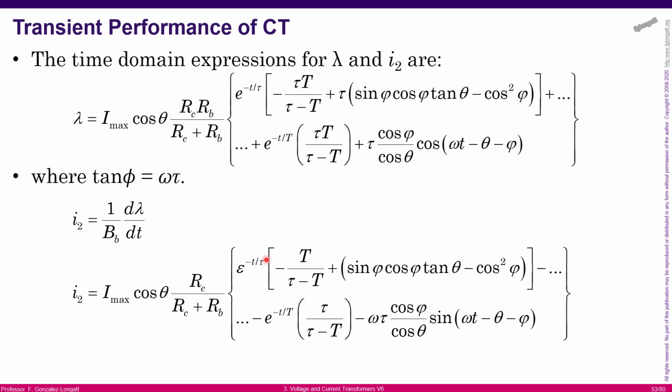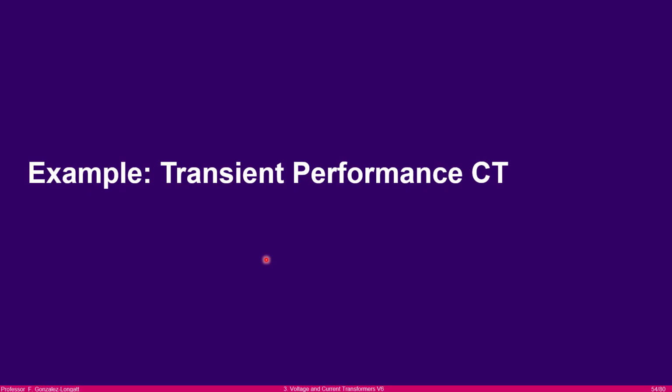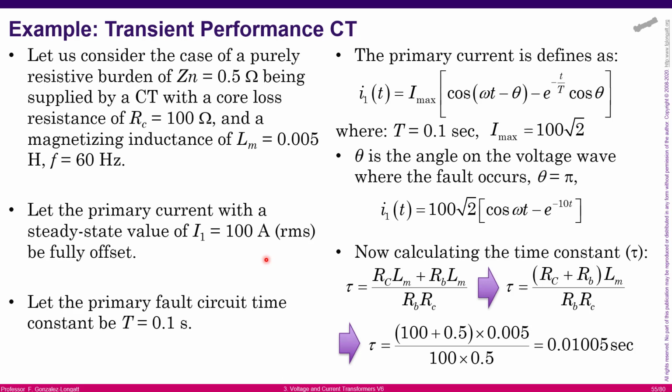To explain a bit more about the transient, again, this is something that we don't want to go so deep into, because this is more complex, especially if you start to consider saturation of the magnetizing branch. Let's do a very basic example. Let's consider that we have a very basic burden, and this burden is a resistor, 0.5 ohms. And in this case we are using a current transformer, and there is a resistance to represent the core losses, 100 ohms, and there is a magnetizing branch of 0.005 Henry, and the nominal frequency is 60 Hertz, okay? And in this case, the primary current is 100 amps.